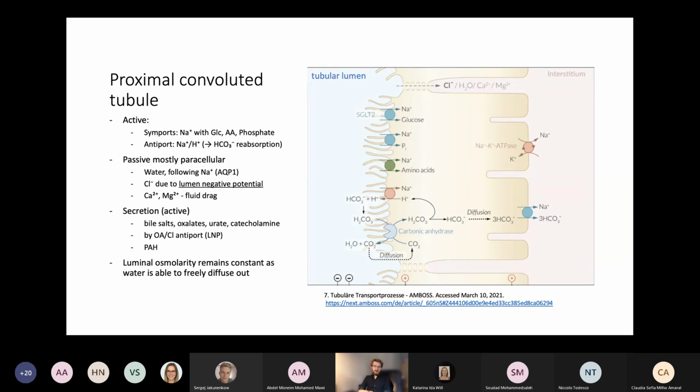Furthermore, we have a fairly large flow of water back into the interstitium surrounding the tubule. This creates something called paracellular drag, where all of the solutes in the tubular lumen are also reabsorbed. This includes anything from urea, chlorides, most of the water. All of that is basically absorbed by something called paracellular drag alongside the cell.